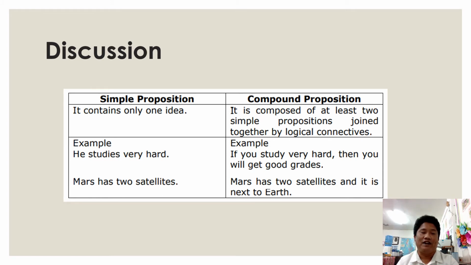We have next example here. Mars has two satellites. So Mars has two satellites, it's a simple proposition. An example of compound proposition here. Mars has two satellites and it is next to Earth. We have two simple propositions in this compound proposition. Mars has two satellites and it is next to Earth. So I guess you already know the difference between simple proposition and compound proposition. So let's move on to the next.